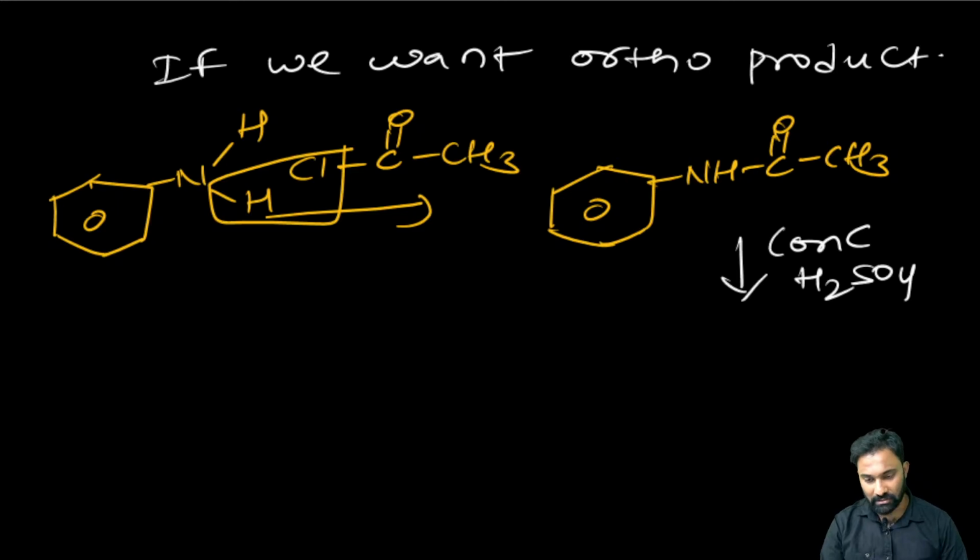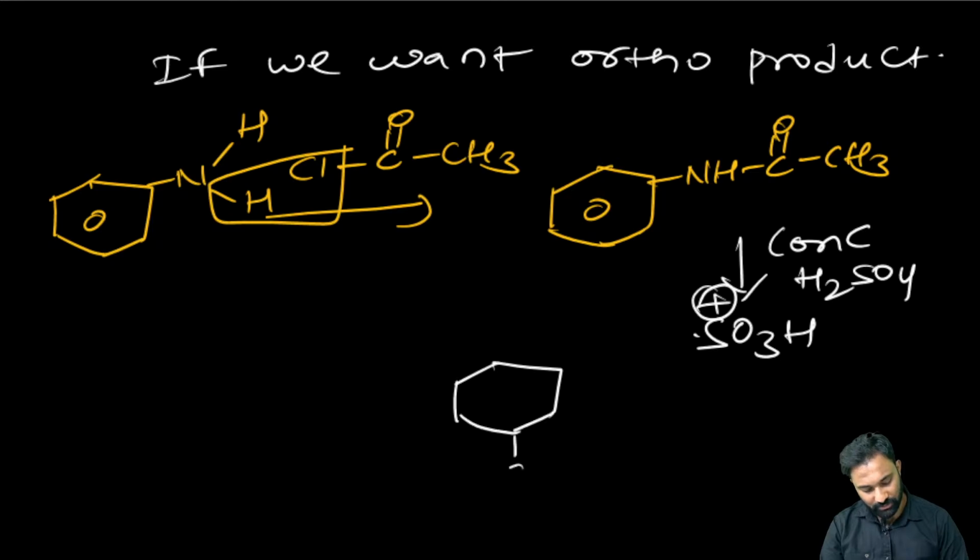First we have to take the concentrated H2SO4. From the concentrated H2SO4, SO3H is an electrophile that will be generated, and it will go and attack at which position? Para position. Clear?